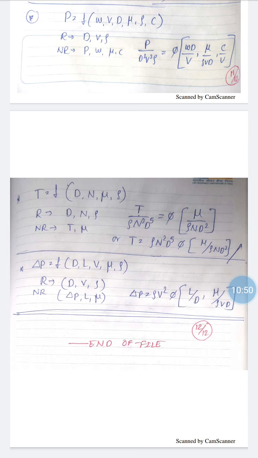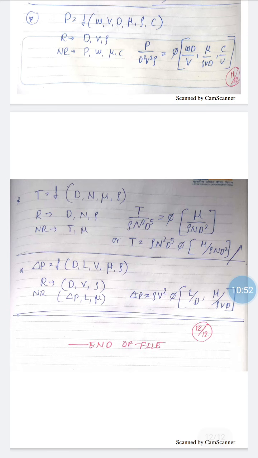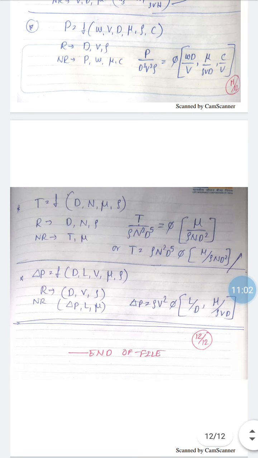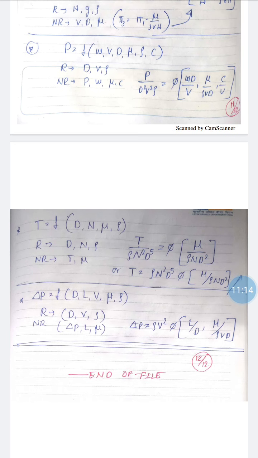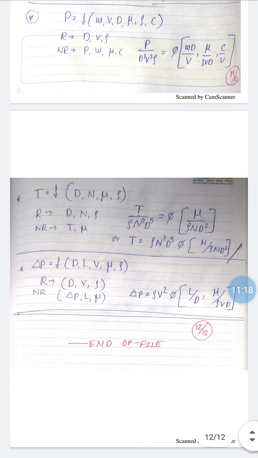Like this, any problems having number of variables, maybe 4, 5, 6 or 7, can be easily solved by the principle of dimensional homogeneity and Buckingham's pi theorem. So solve problems where the number of pi terms is at least 3, or at the most 1 or 2 problems where the number of pi terms is 4. So with this we conclude the second topic of unit number 4, that is dimensional analysis. This is the second file discussing only the numericals. In the earlier file we have already discussed the theory part.